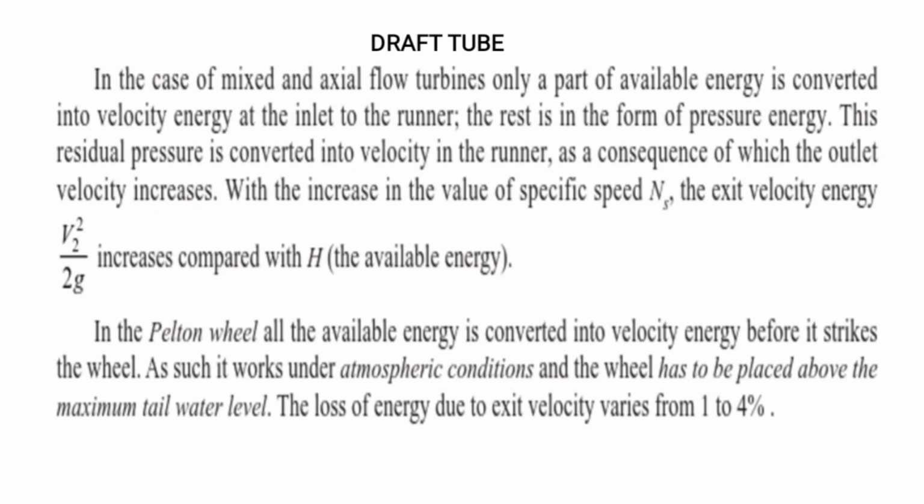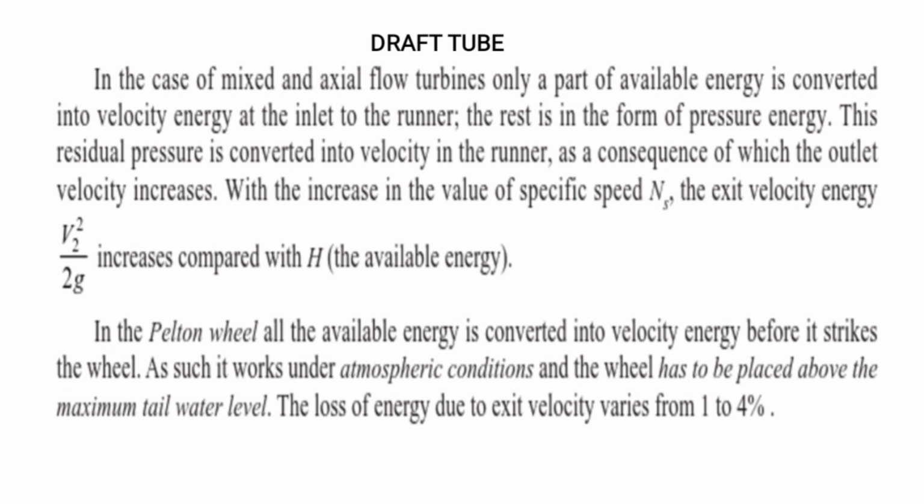Draft tube. In the case of mixed flow and axial flow turbines, only a part of the available energy is converted into velocity energy at the inlet to the runner. The rest is in the form of pressure energy. This residual pressure is converted into velocity in the runner, as a consequence of which the outlet velocity increases. With the increase in the value of specific speed Ns, the exit velocity energy, that is V2 square by 2g, increases compared with the head.